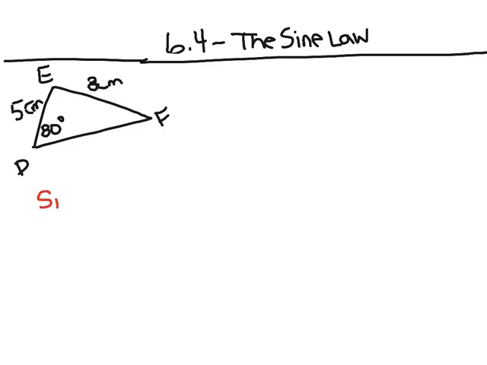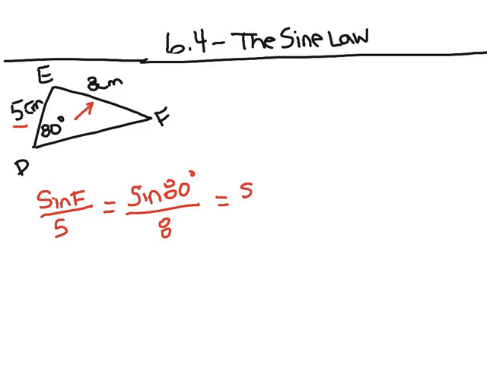So sine of f over 5, which is our side length for f, is equal to sine of d, which is 80 degrees, over our side length, which is 8 because it's across from d, which is equal to sine of e over little e. And this is our e. So we want to use the first two.